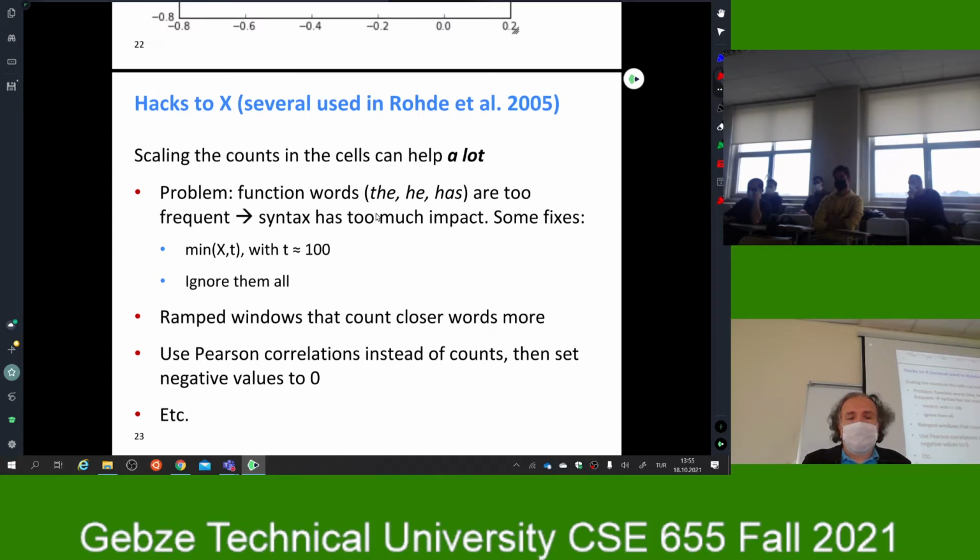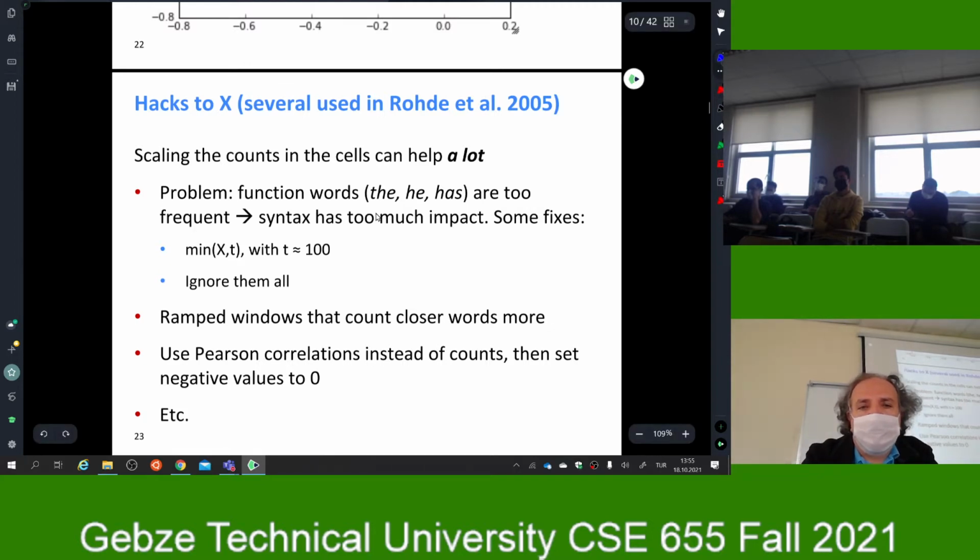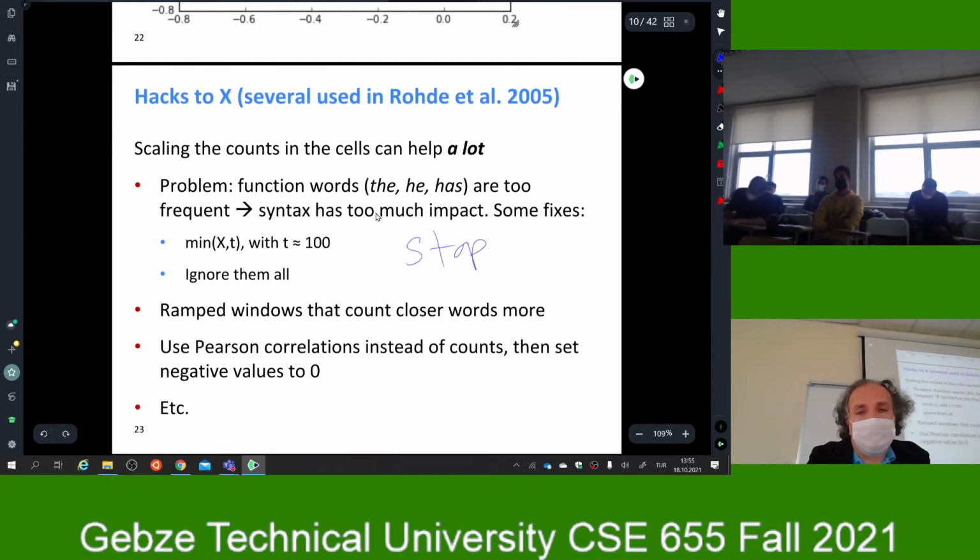So ignore these stop words, and I don't need to calculate the word vectors for these stop words. It will make things faster for me, and it will work, okay? So there are two ways of doing it. Stop words, ignore them, or do this kind of approximation. And many other things.